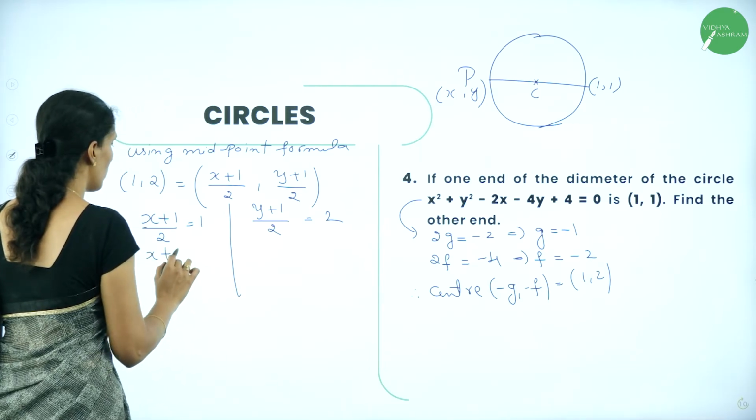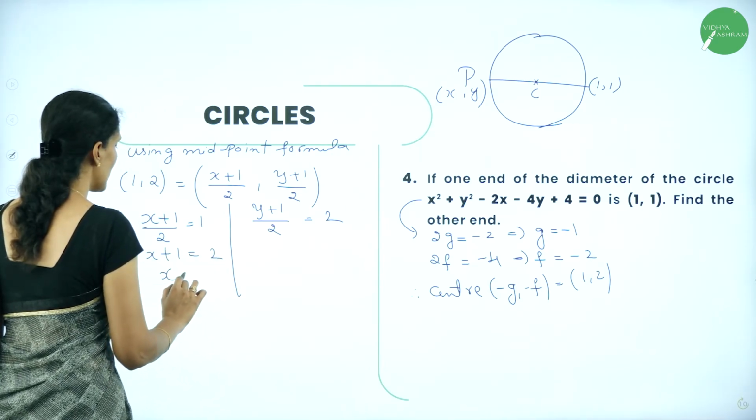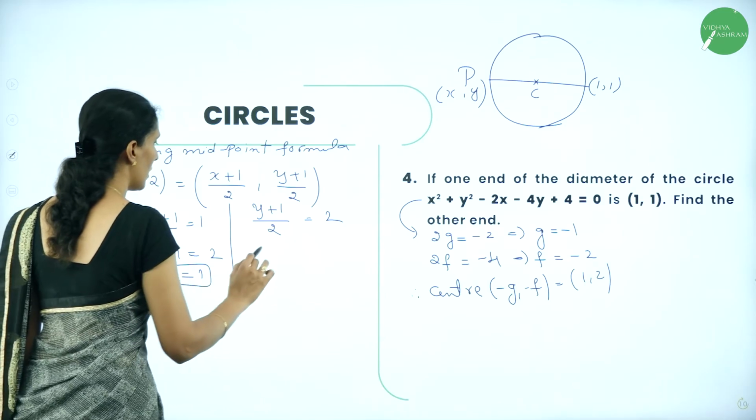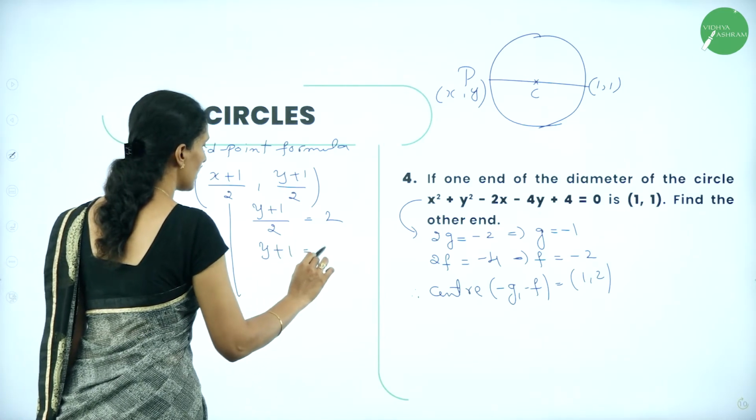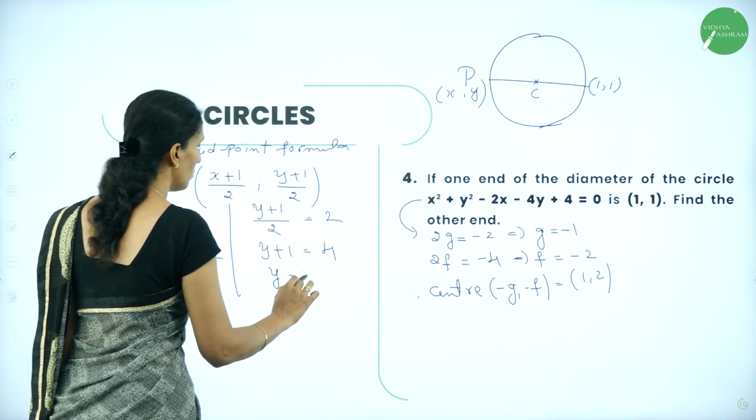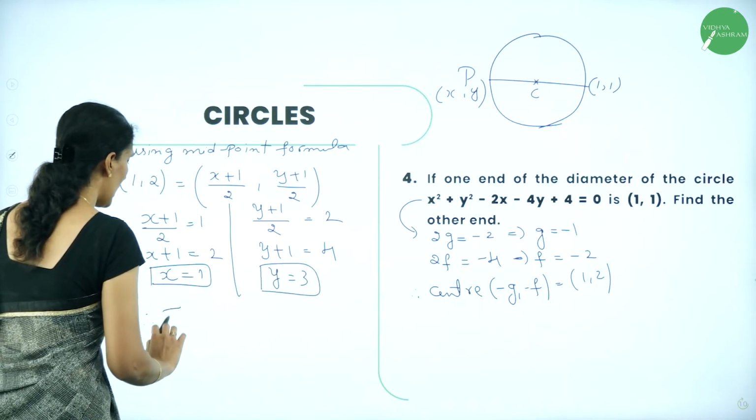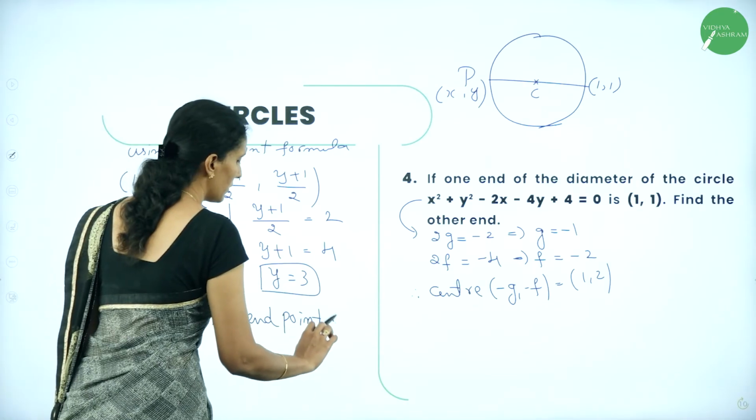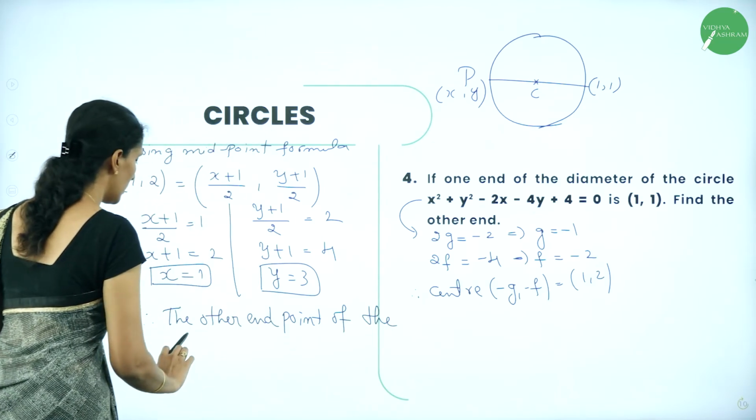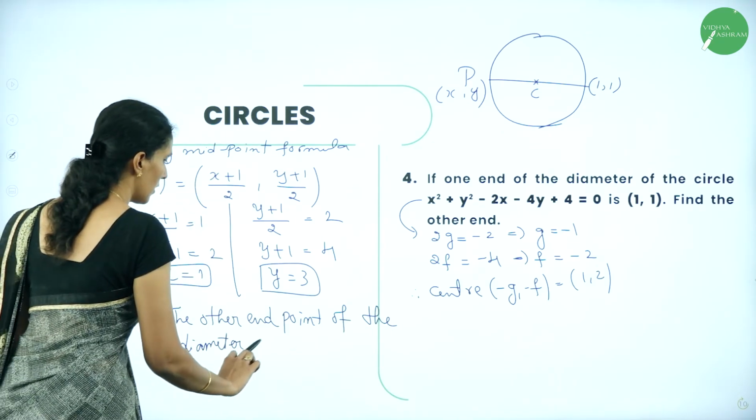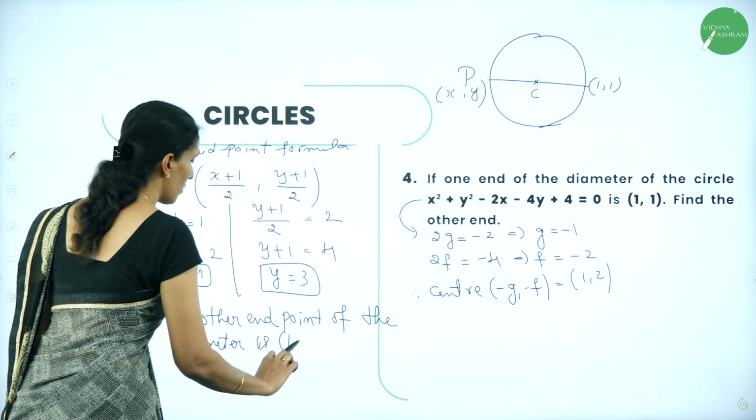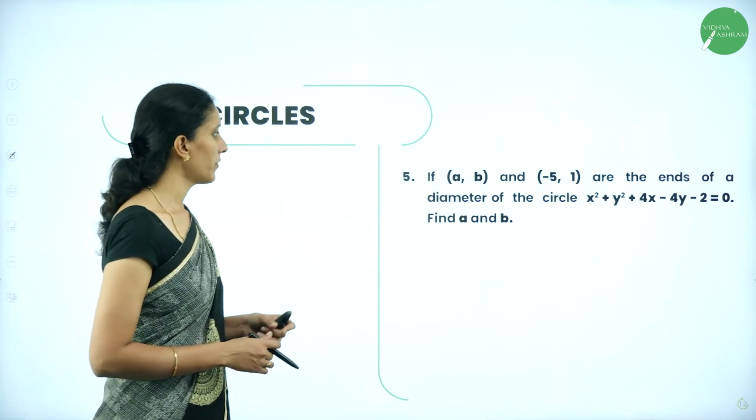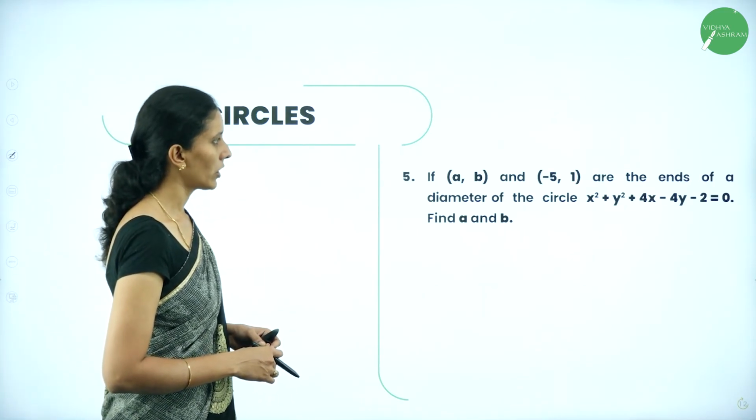So x plus 1 is equal to 2. x is equal to 1. Next here, y plus 1 is equal to 4. y is equal to 3. So therefore, the other end point of the diameter is 1 comma 3.